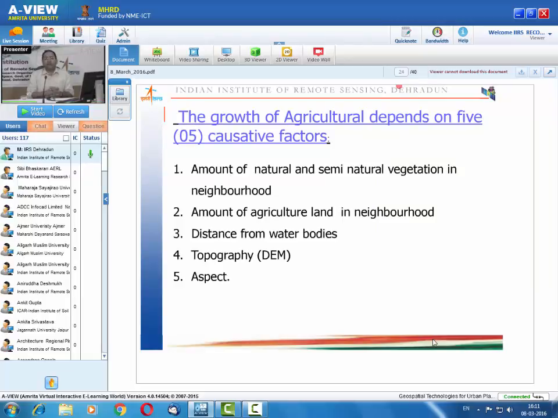Now for agriculture also we have taken some factors. The first is the amount of natural and semi-natural vegetation in the neighborhood, because only natural and semi-natural land transforms into agriculture. Then the amount of agricultural land in the neighborhood, and distance from water bodies, because for irrigation you require regular water supply. And the topography and the aspect. So these 5 factors we have taken when trying to find the potential of a land to develop for agriculture. Of course, you can take more factors also, but this was a case study, so we have limited ourselves to 5 factors only. But again I am emphasizing the point, this is not the end, you can take more factors as per your study area.